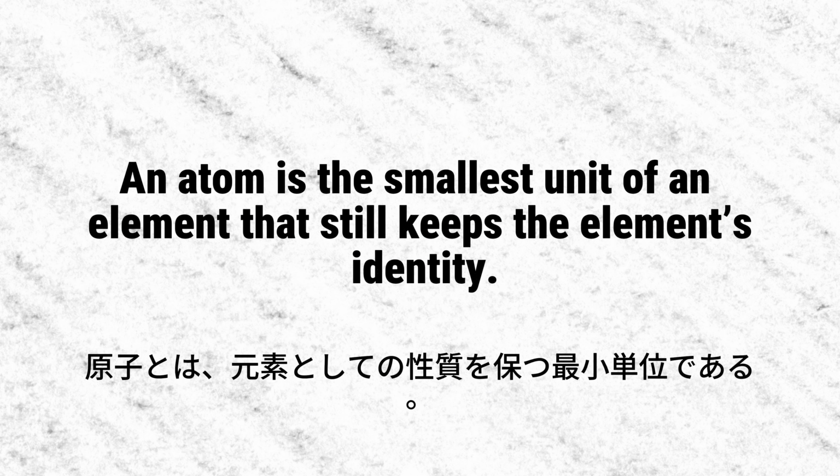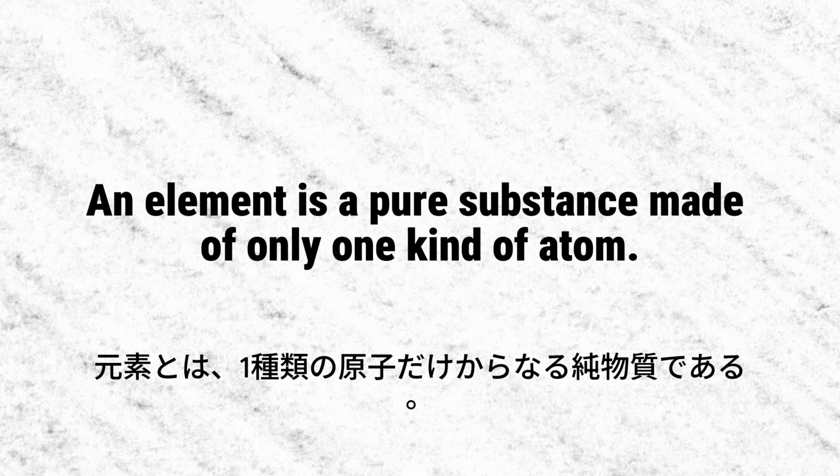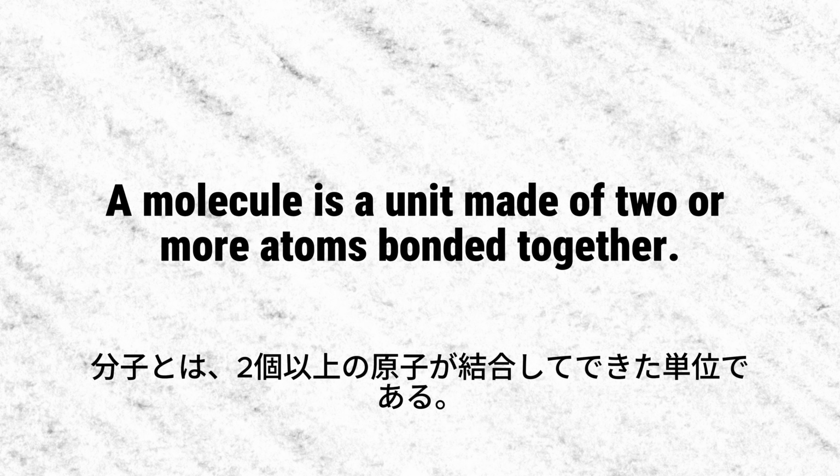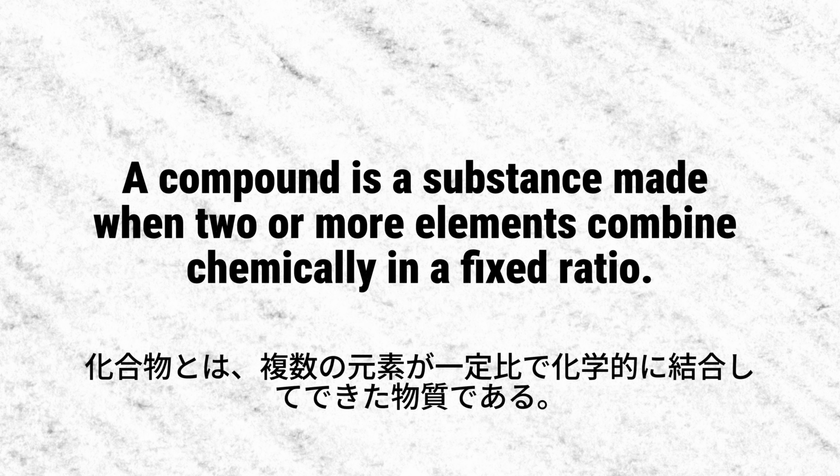An atom is the smallest unit of an element that still keeps the element's identity. An element is a pure substance made of only one kind of atom. A molecule is a unit made of two or more atoms bonded together. A compound is a substance made when two or more elements combine chemically in a fixed ratio.